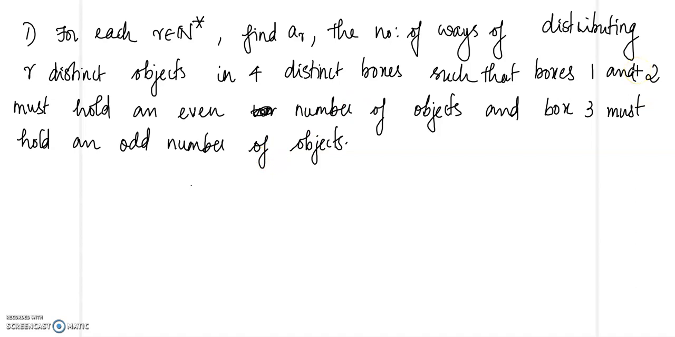So we have 6 distinct objects and 4 boxes. Now we have to add objects to the 4 boxes. So now you are not adding identical objects to the boxes. Here our distinct objects are being added to the 4 boxes, and the restriction given is that box 1 and box 2 must hold an even number of objects, and box 3 must hold an odd number of objects, and there is no restriction on box 4. So in box 4 you can have either an even or an odd number of objects.